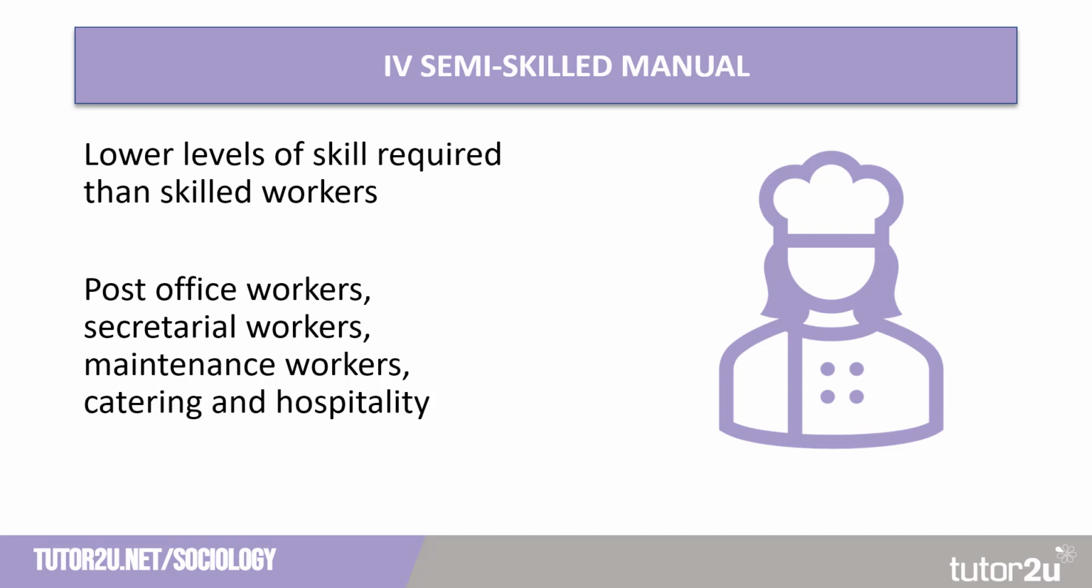Semi-skilled occupations occupy the 4th layer, and this is for lower levels of skills required than skilled workers. Individuals will not require specific qualifications to do these jobs, however they may require some form of intellectual skill. For example, post office workers, secretarial workers, maintenance workers, catering and hospitality workers all require a certain level of intelligence in order to be able to function in their job adequately.